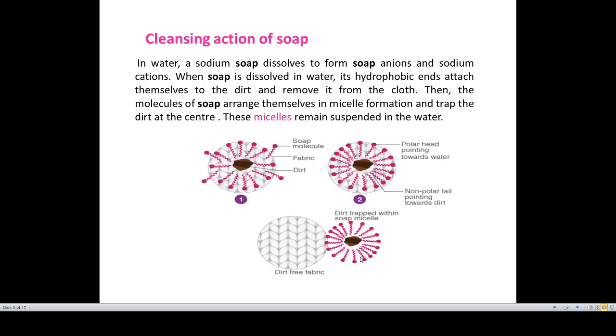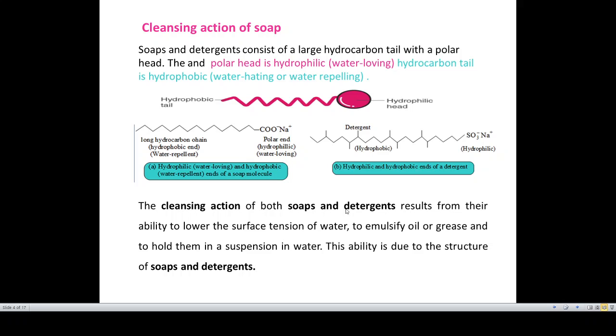fabric, floor and crockery. So, coming to the detail about the cleansing action of the soap, the soaps and detergents, as we all know, are very similar in structure, where they have a large hydrocarbon chain which repels the water, and hence we consider it to be a hydrophobic chain. And on the other hand it has a water loving, that is the hydrophilic end. So, the cleansing action of a soap depends on the amphipathic nature of the soap or detergent. Whether we take a soap or a detergent, both of them have a hydrophilic head and a long hydrocarbon chain.